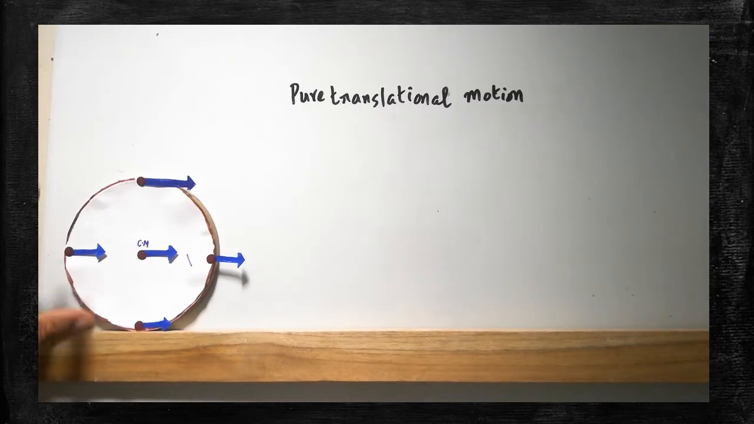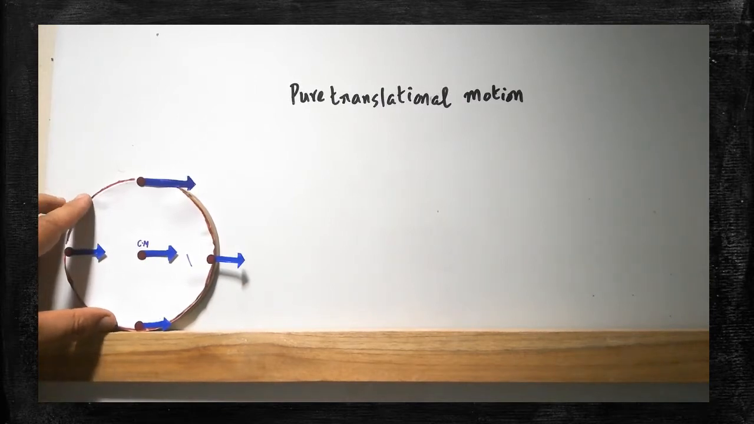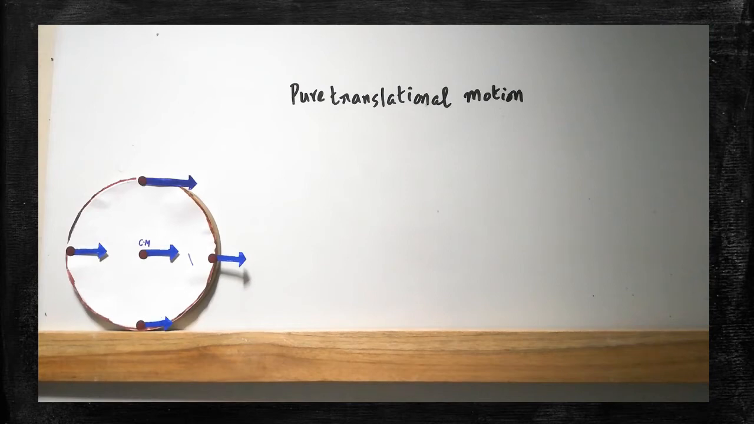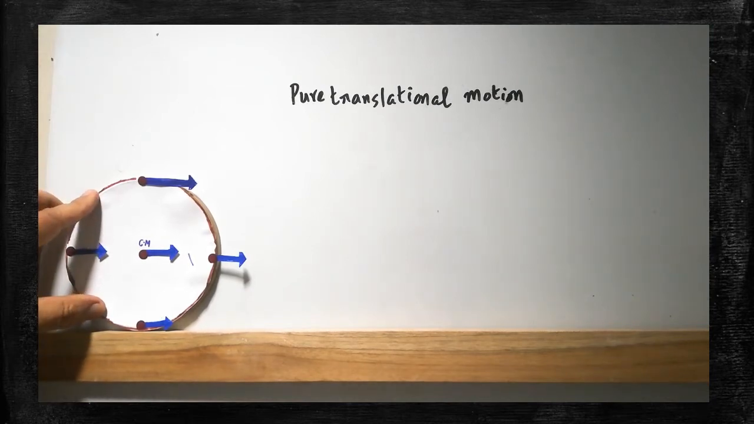Now we are going to learn what is pure translational motion. When the rolling body is moving on the surface without any rotation, when it is moving in a straight line without any rotation, such kind of motion is called pure translational motion.